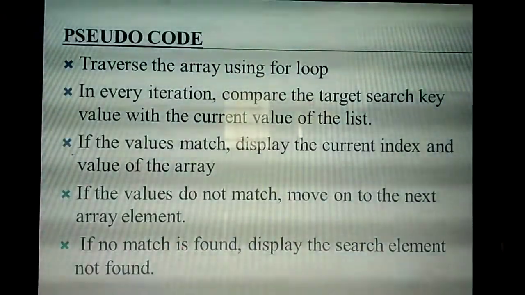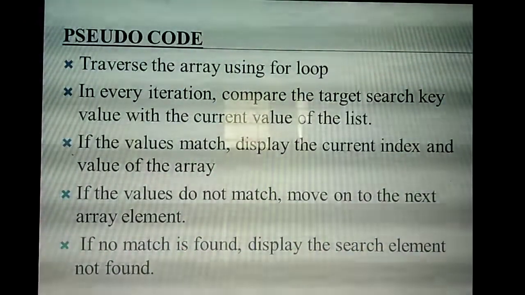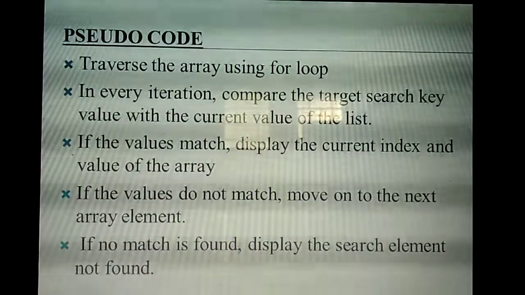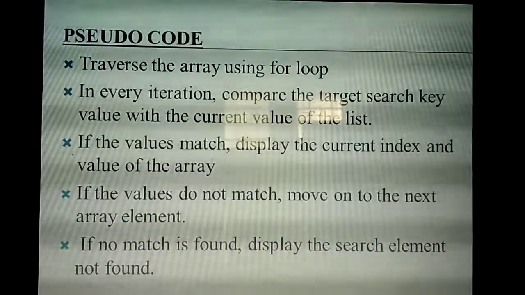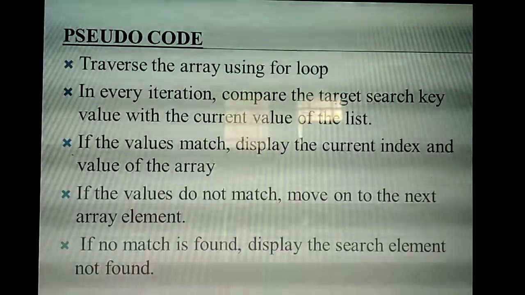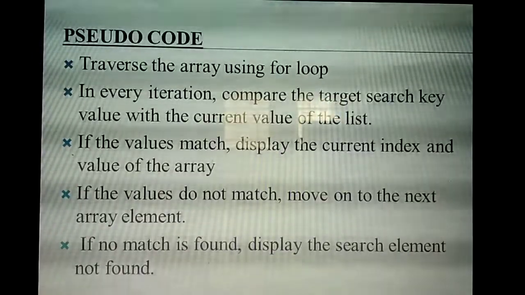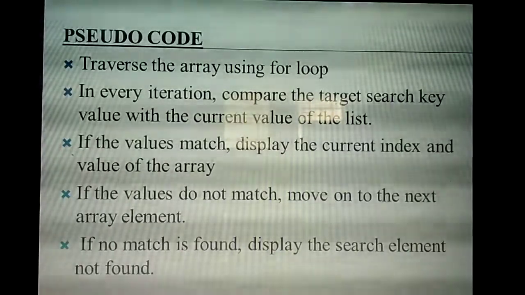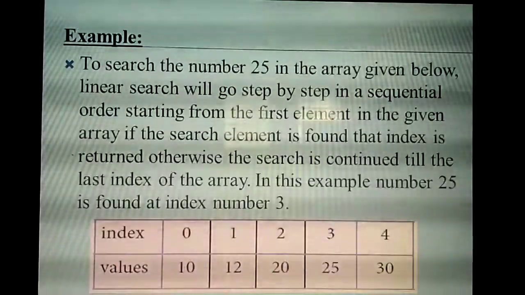Pseudocode means each step. First, you go through the array using a for loop. Then in each iteration you compare the value. If the match is found, it will display the current index. If the match is not found, it will move to the next element till the last. If the match is not found at all, it will return match not found.